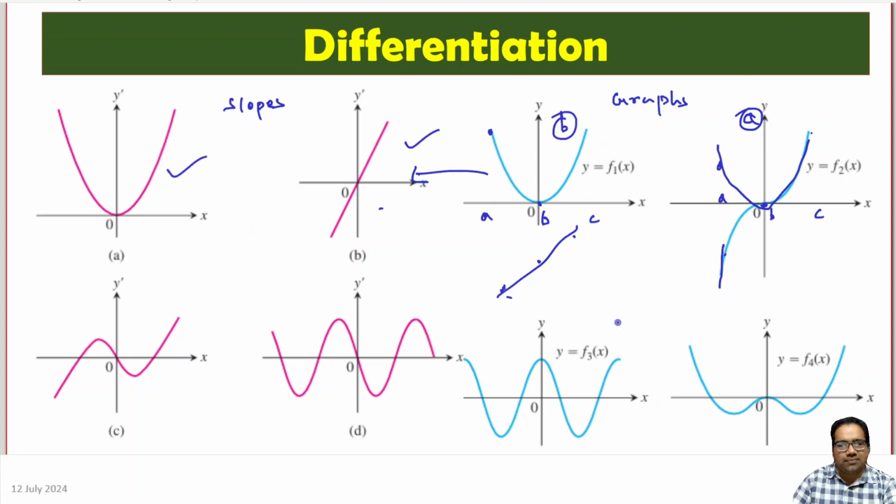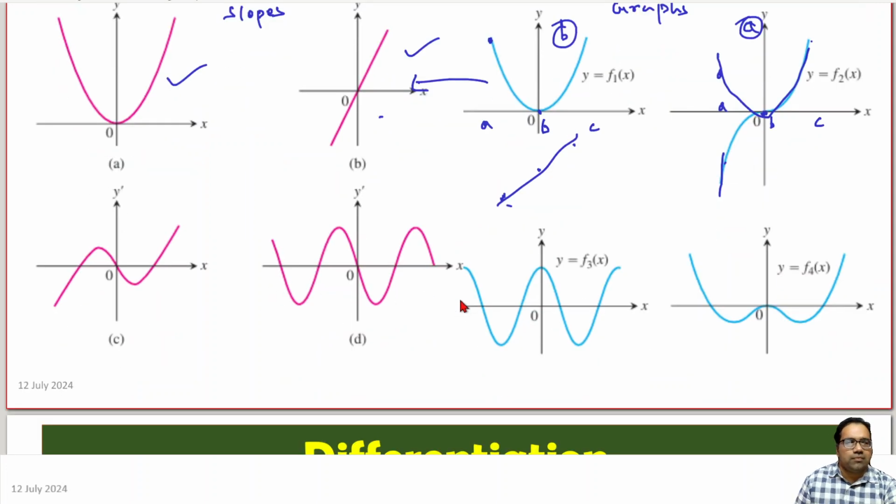Now let us look at this. Here, this point is A, this point is B, this point is C, this point is D, this point is E. Okay, so at A, the slope is negative. And at B, the slope is 0. The slope is negative and it is becoming 0 at B.